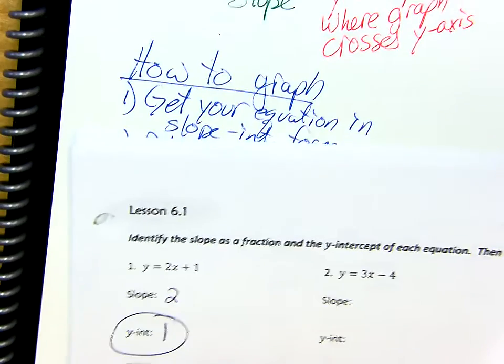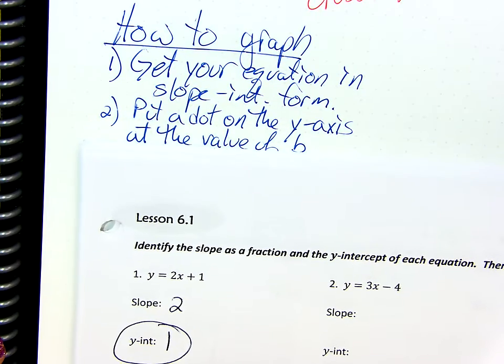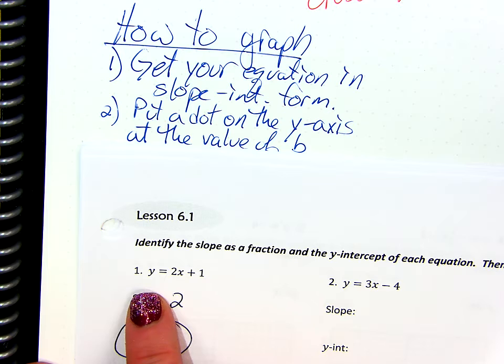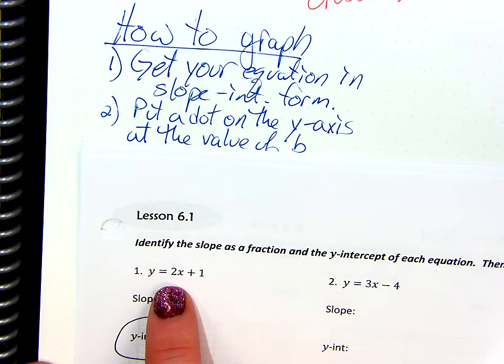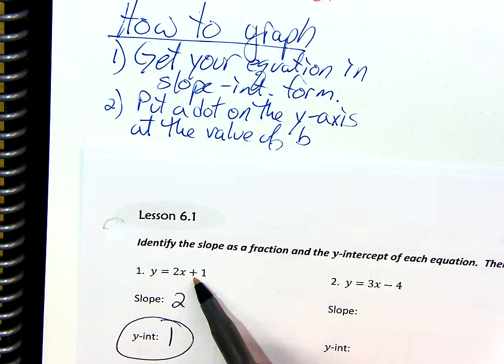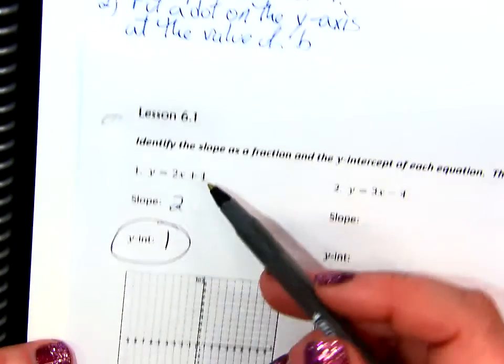So that's what we have. Let's look at our how-tos. Step 1, get your equation in slope-intercept form. It already is. The y is by itself. I have y equals mx plus b. I'm good to go. Step 2, put a dot on the y-axis at the value of b. So b in this case is 1.